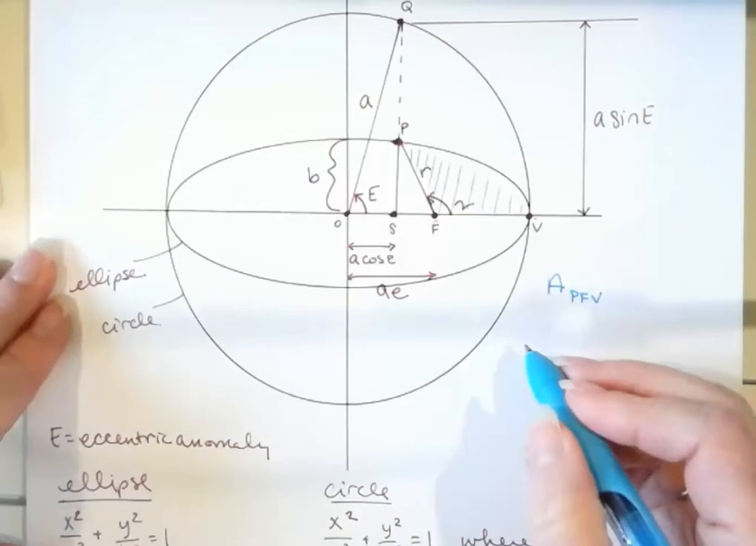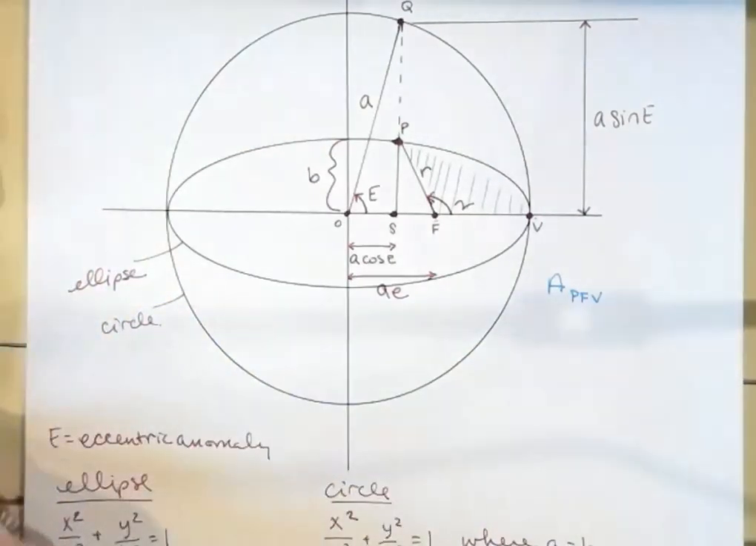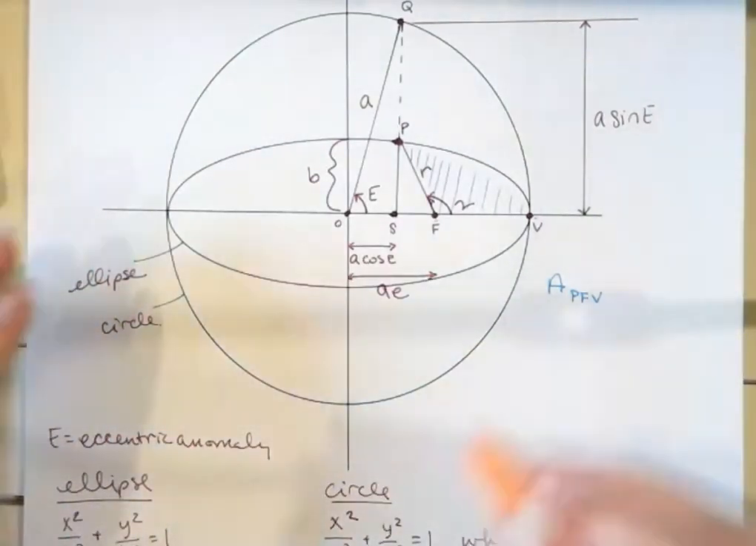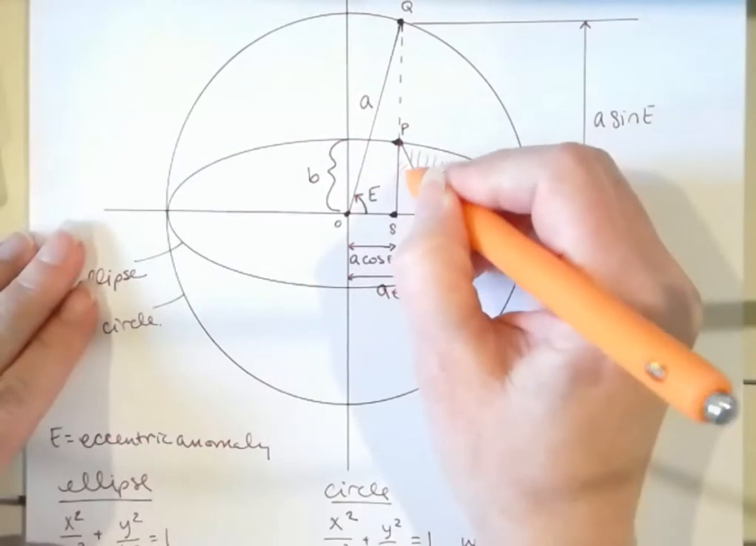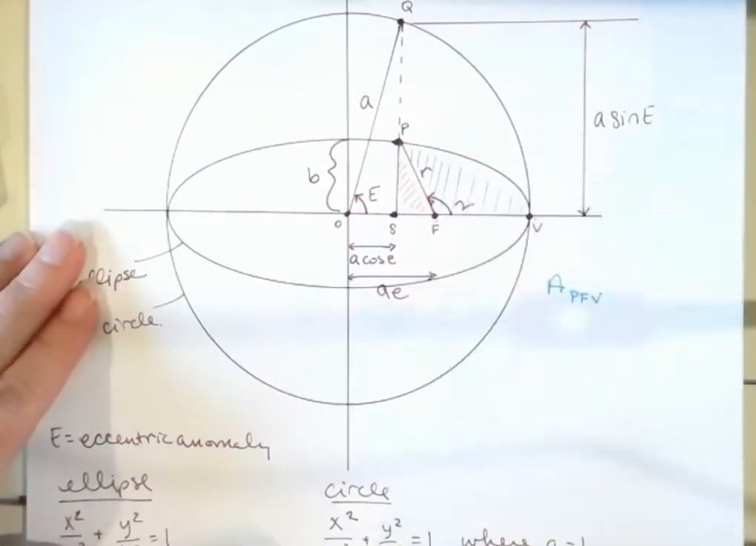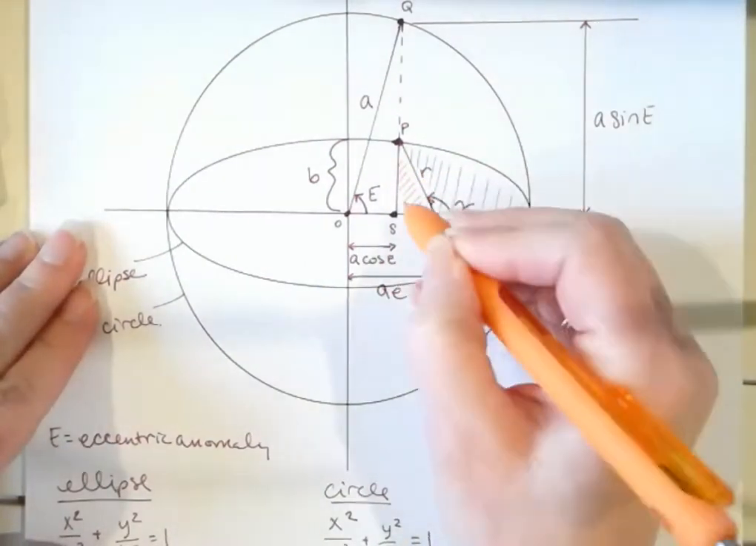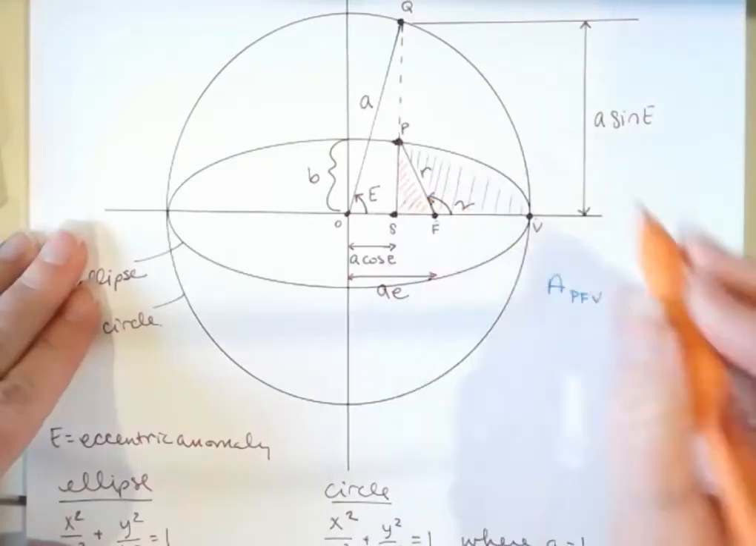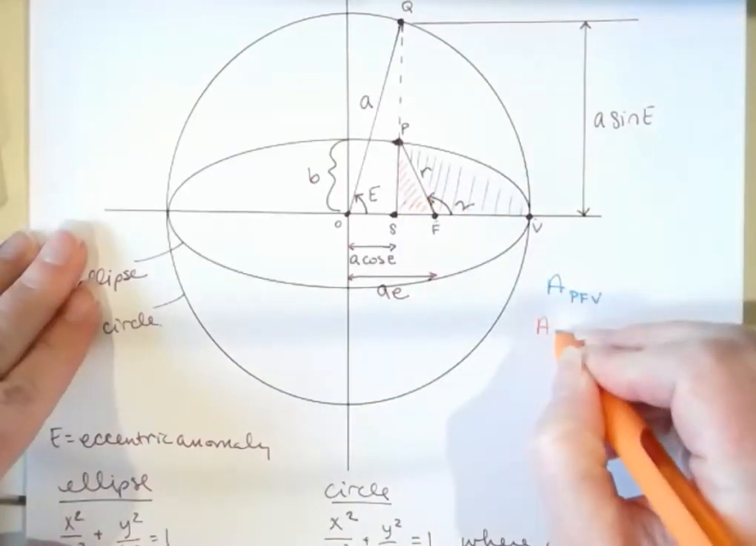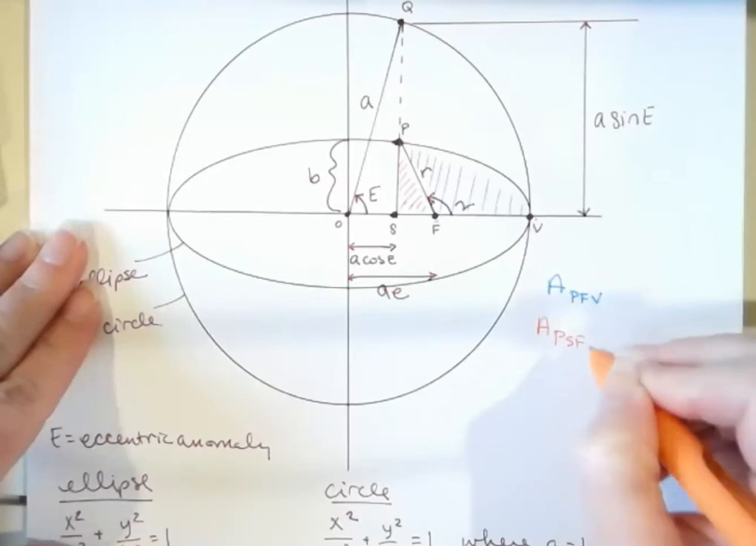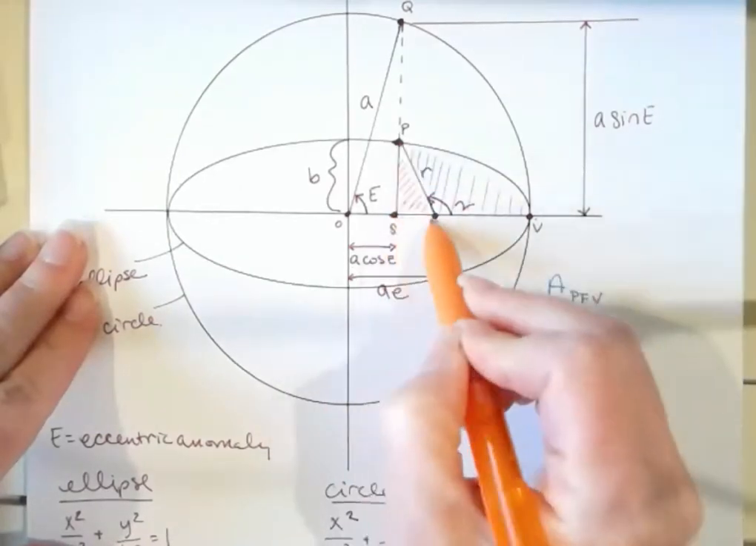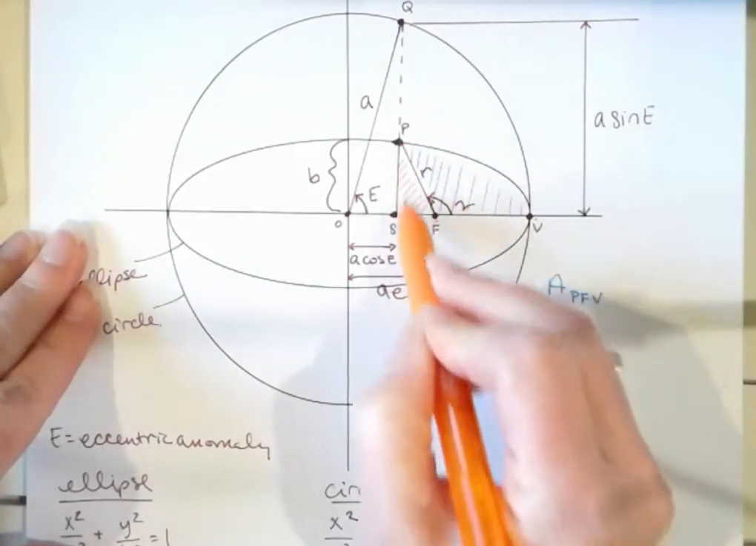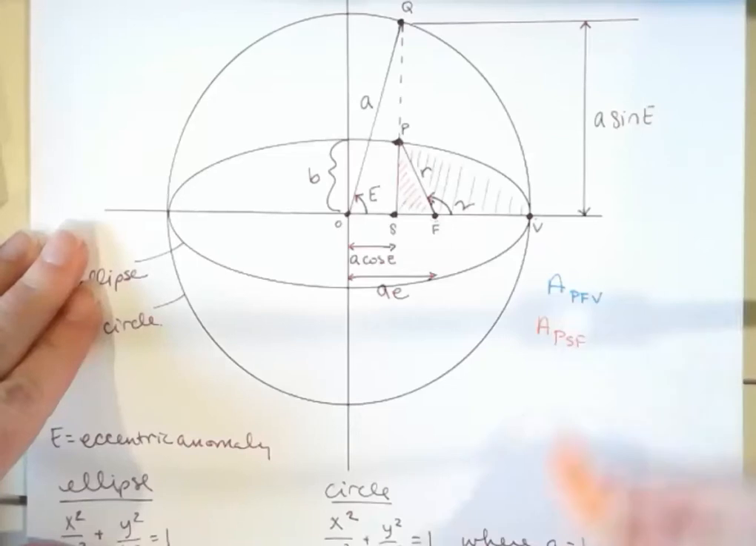And another one we're going to need is this right here. That's supposed to be orange, or I have it as orange. And this one will be the area of PSF, because we have P, S, and F. So it's just the area of this triangle right here. So that's what we'll call that.